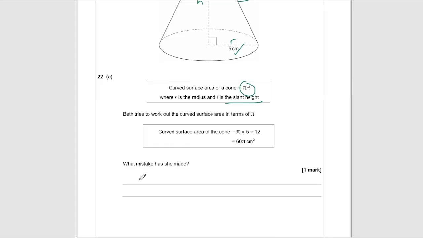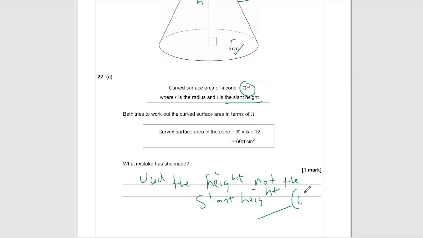What has she made? Use the height, not the slant height. Okay, so she needed to use L, not H.